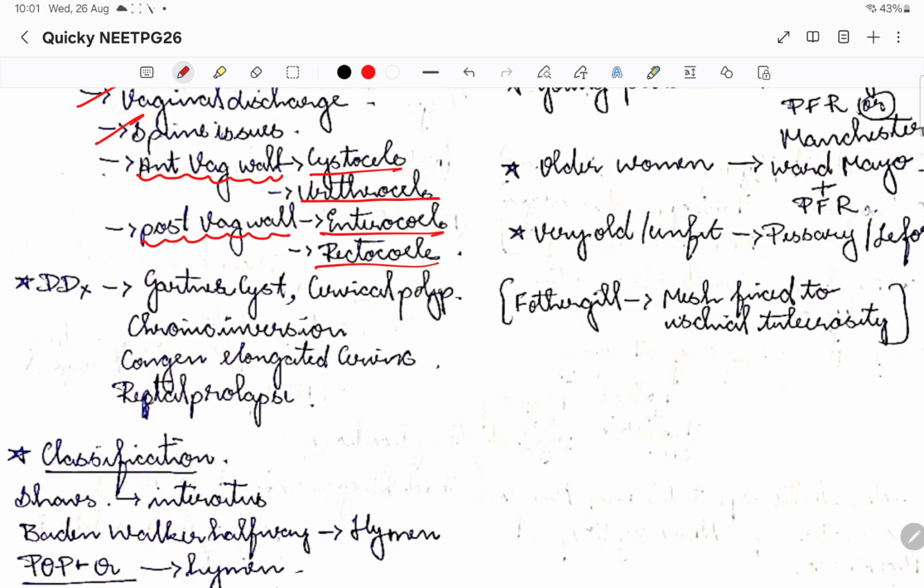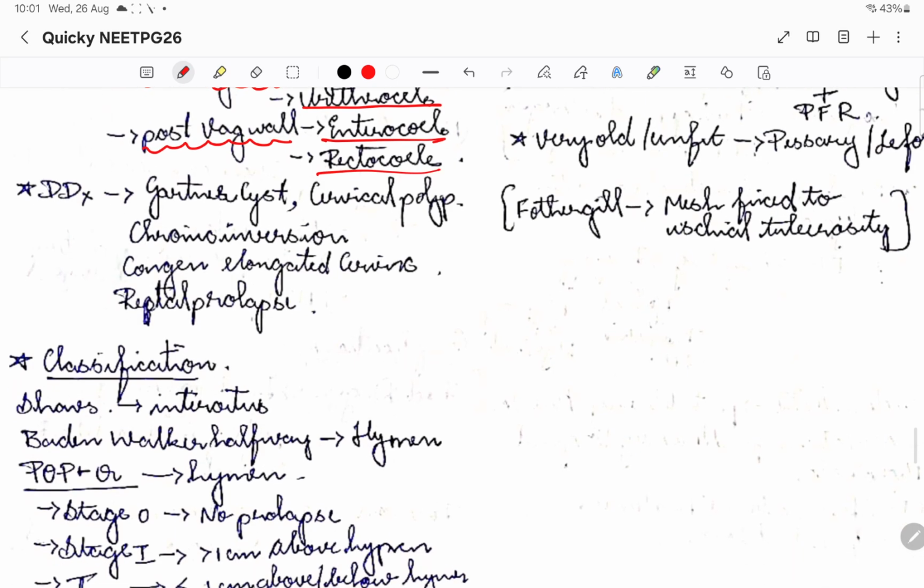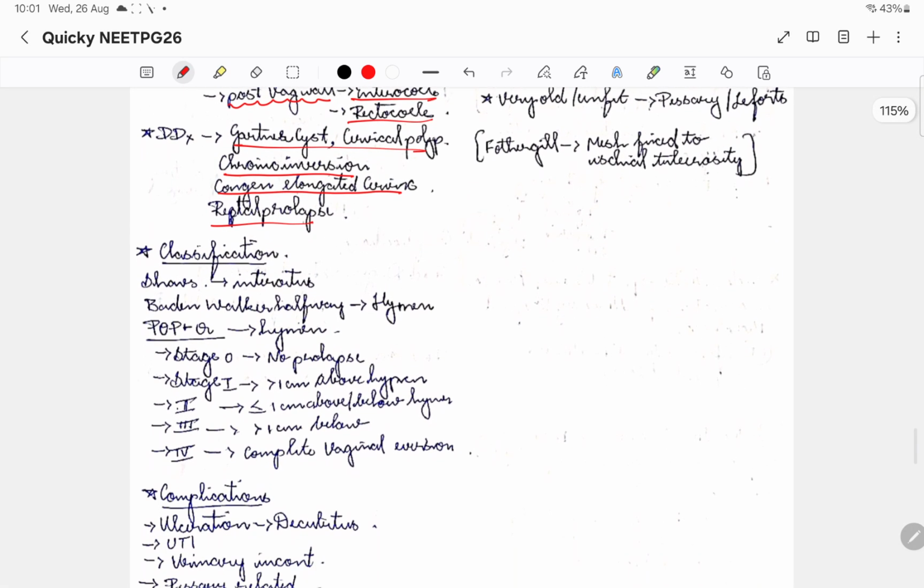The differential diagnosis with respect to prolapse is Gartner cyst, cervical prolapse, chronic inversion, then congenital elongated cervix or rectal prolapse. So these are the differential diagnoses that we should rule out with respect to prolapse of uterus.